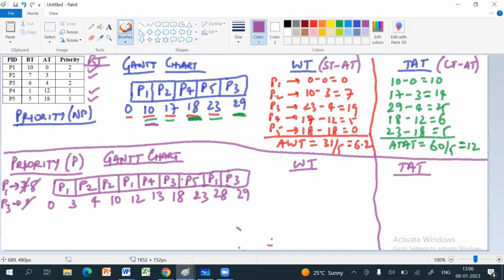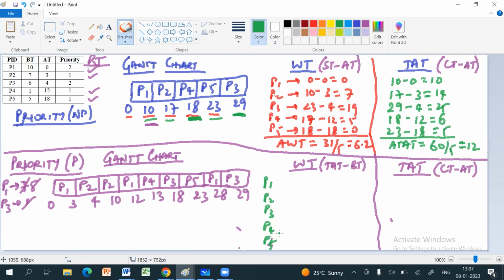But in this case, we'll have multiple start times. So because there are multiple start times, to make things easier, we will first compute the turnaround time. And wait time, we will simply calculate using this formula: turnaround time minus the burst time, which is much simpler for us to calculate. So let's first start with turnaround time for P1, P2, P3, P4, and P5.